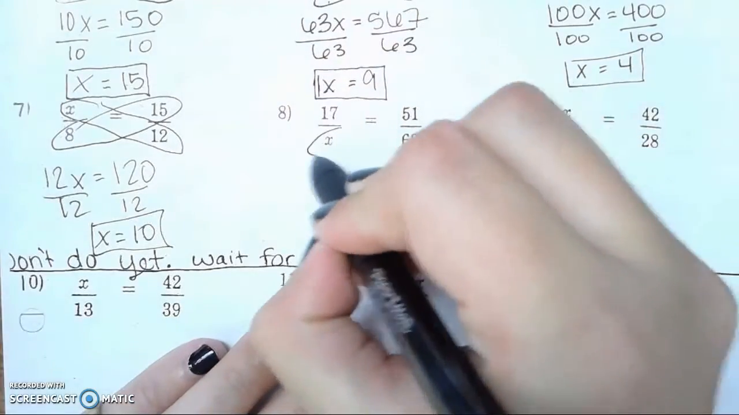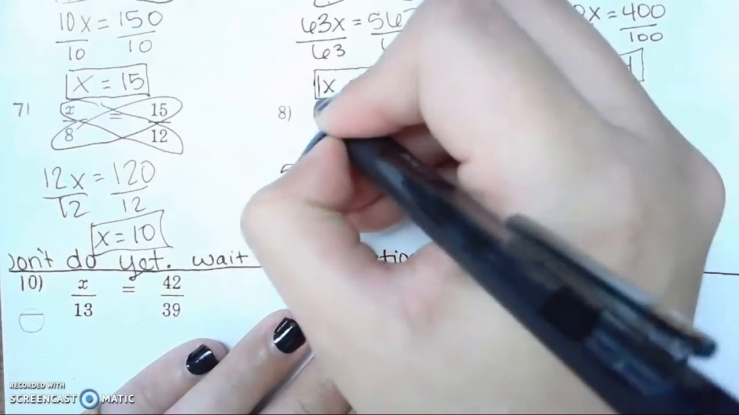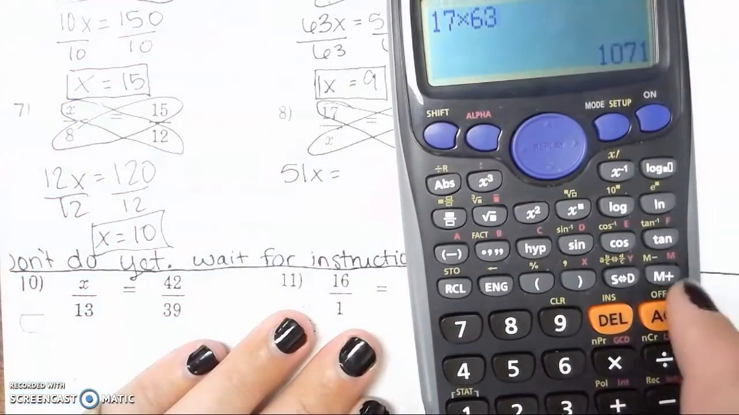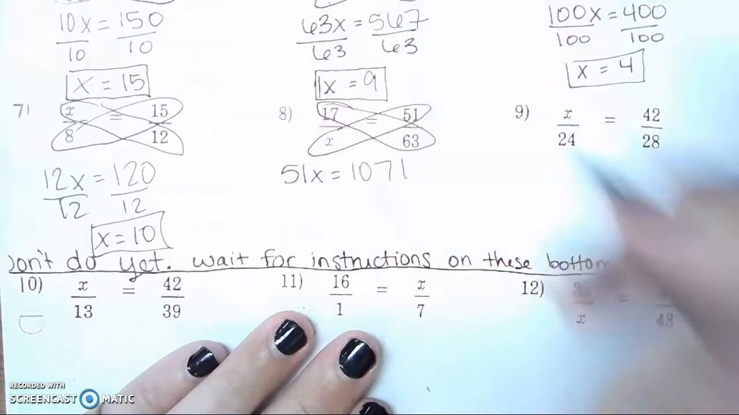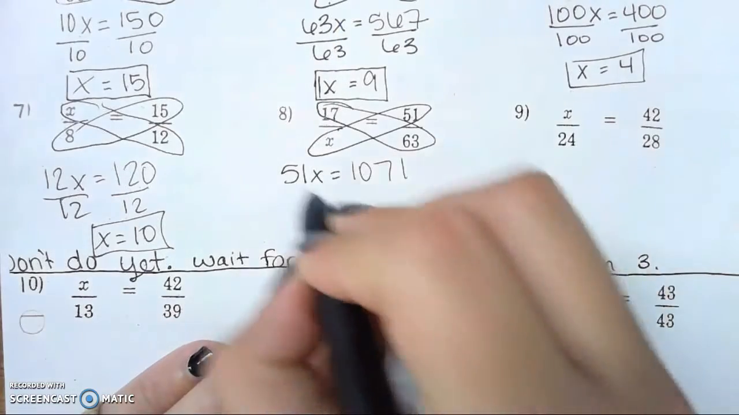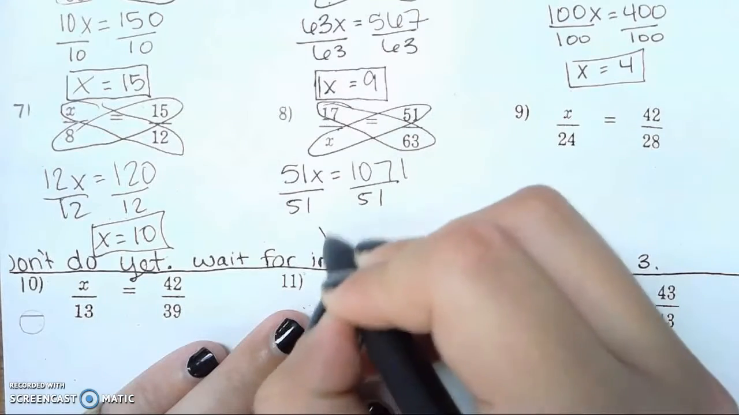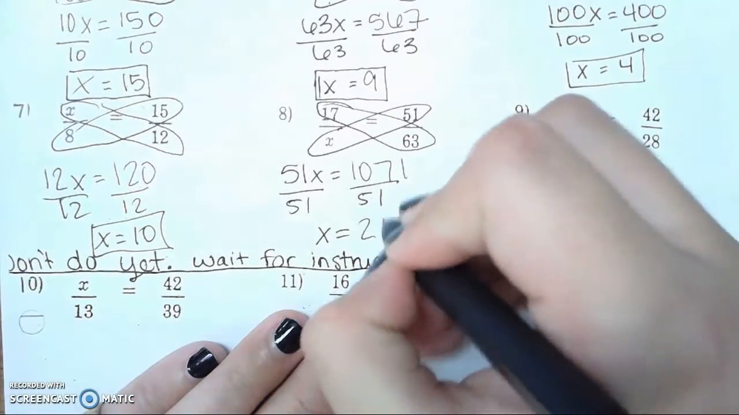Number 8, cross multiply. So 51 times x is 51x. 17 times 63 gives you 1071. Then last step to get x by itself is to divide by 51 on both sides, and you would get a value of 21.